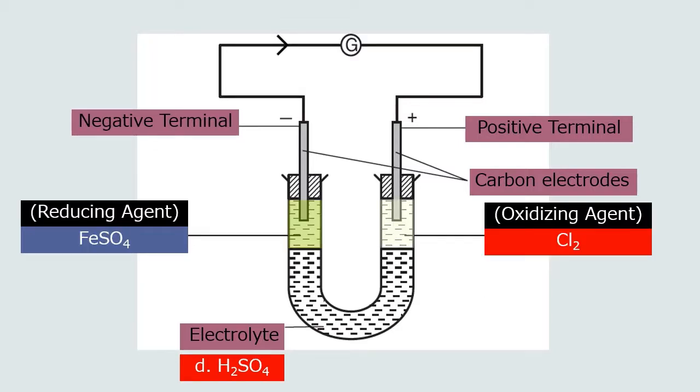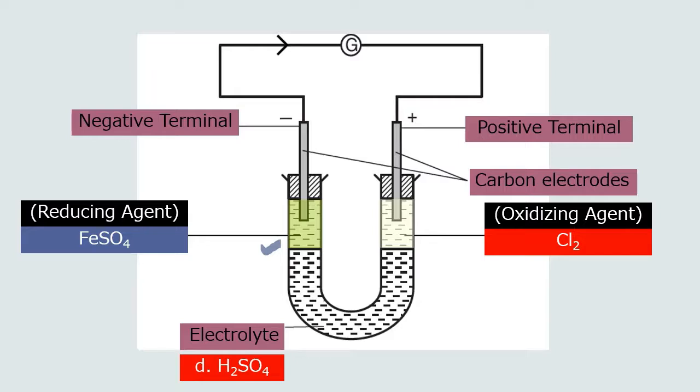Let us discuss the transfer of electrons in a U-tube by using some examples. Let's say the reducing agent used is iron(II) sulfate solution. We know that the color of iron(II) sulfate solution is pale green. The other arm is filled with an oxidizing agent, which is chlorine water.